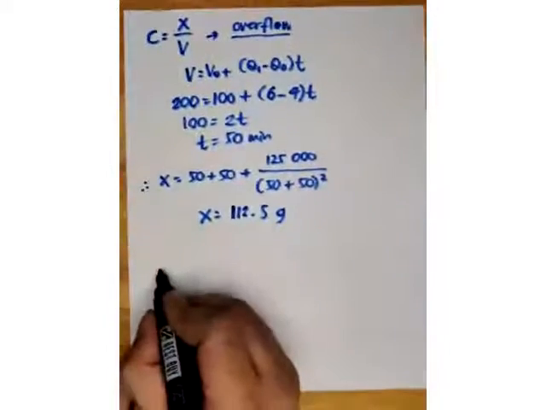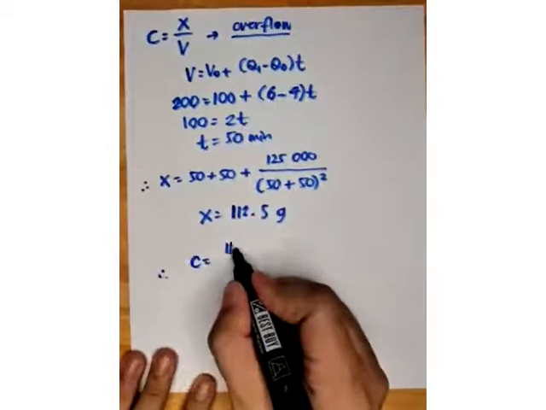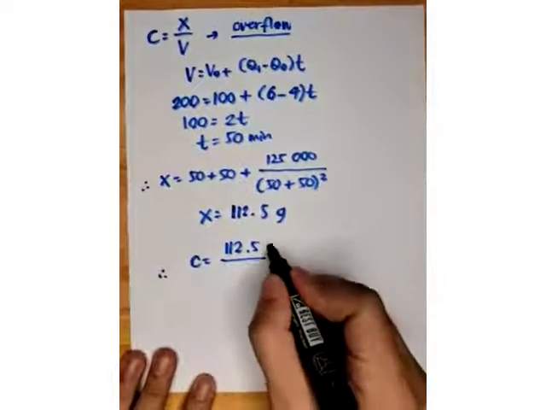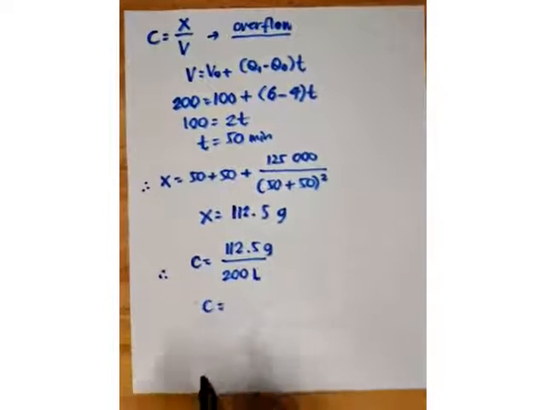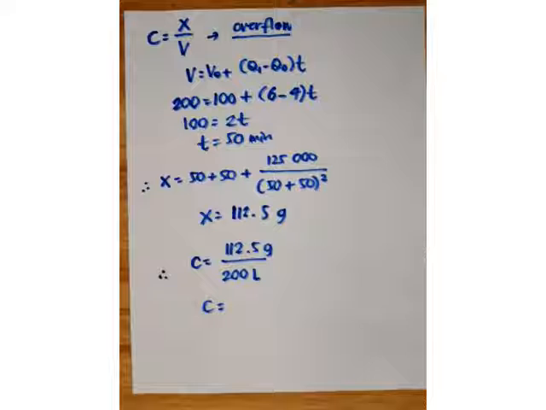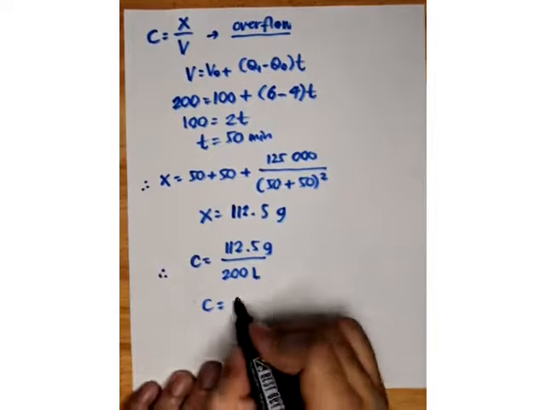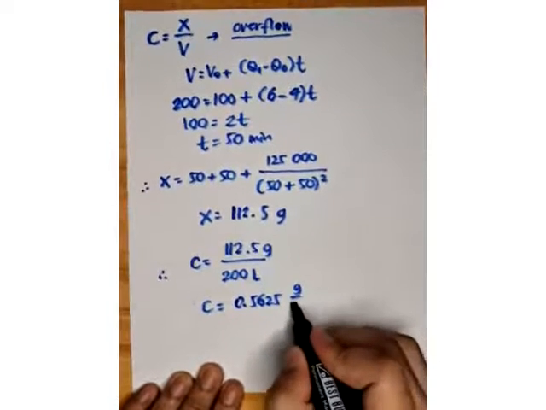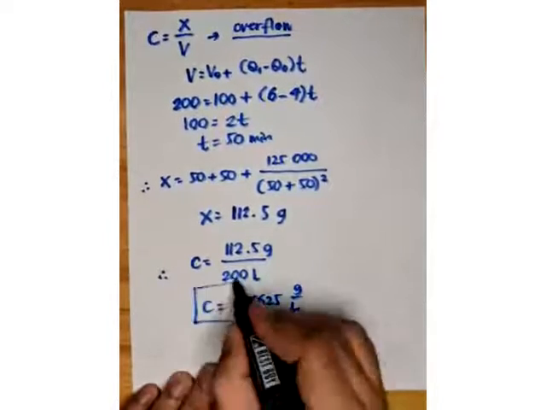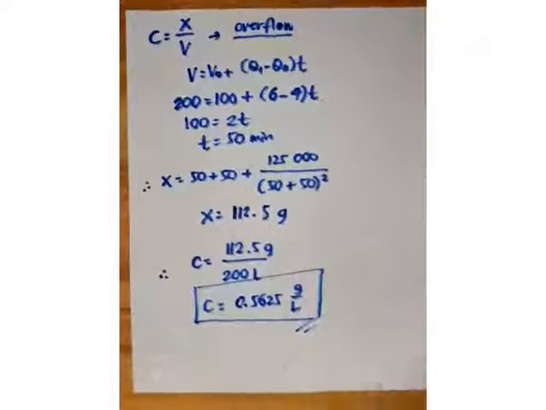Okay, so therefore, concentration is 112.5 over 200 liters. So C is 0.5625 grams per liter. Ayan. So this is our final answer.